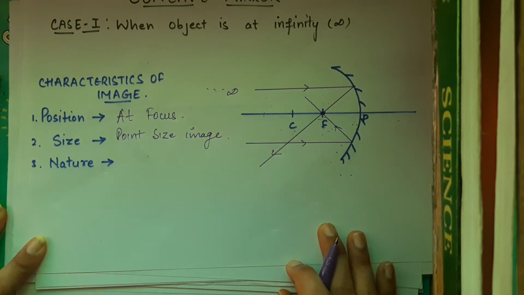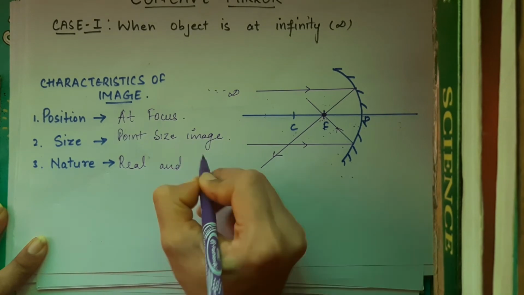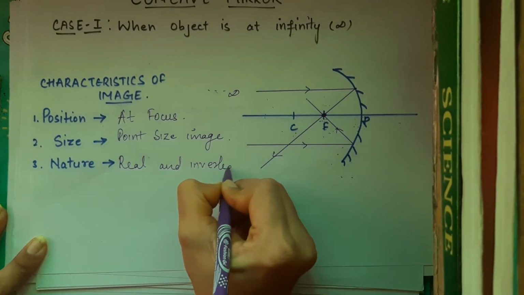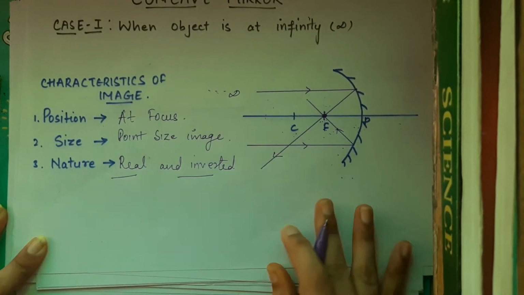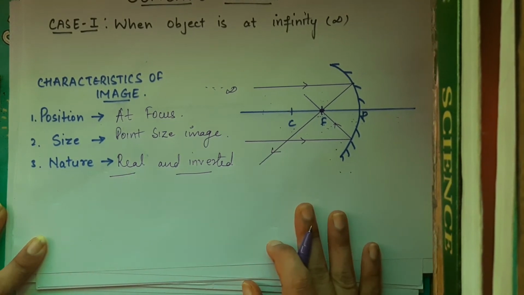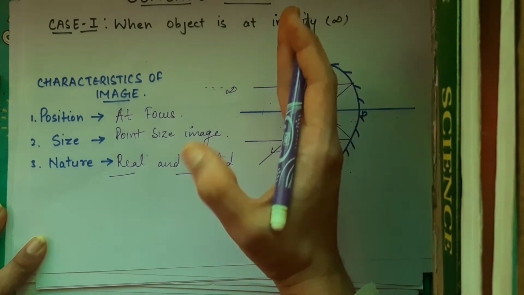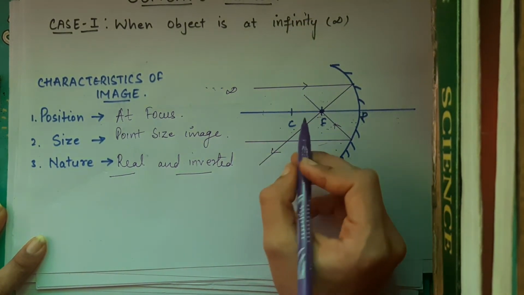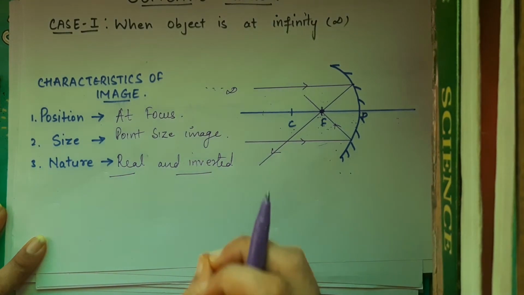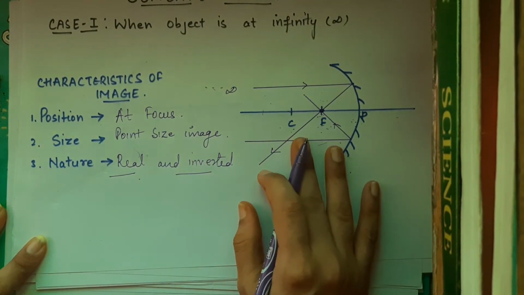What is the nature of the image? The nature of the image here is real and inverted. Why am I calling it real and inverted? You know what a real image and a virtual image are, right? A real image is formed on a screen, it does not form behind the mirror. So if you place a white screen at the focus, you can see a dot, you can see the image, right? That's why the image is real, because you can project it on a screen.